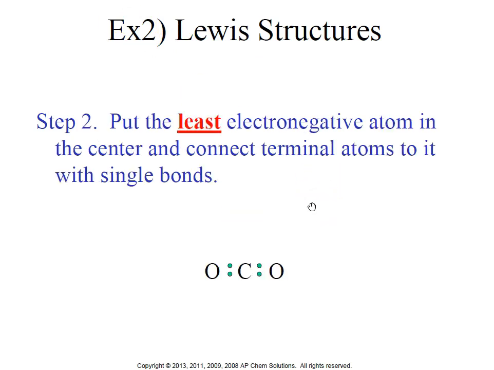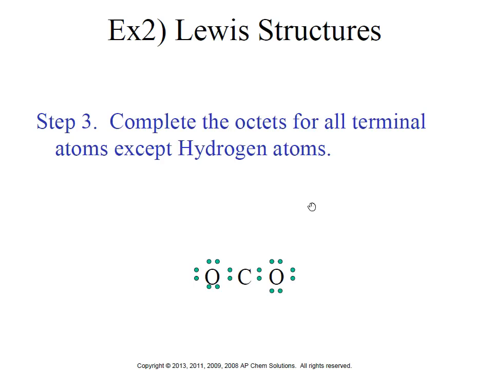All right, our least electronegative atom is carbon. It's the furthest away from fluorine, so we're going to put it in the center, and then connect those oxygen atoms with single bonds, or 2 electrons. We'll then complete the octets for the terminal atoms, except for hydrogen. So we're going to give each of those oxygens 6 more, so they have a total of 8.